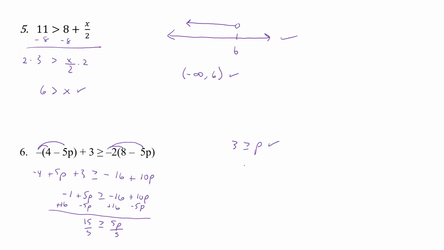So that's our solution. Now if we graph that, here's our 3, less than or equal to that, so it's going to be a closed circle and everything in that direction. Okay. Now, what does that give us for interval notation? Well, we're going to go from negative infinity to 3, and it's going to be a bracket because of our closed circle. So we've got the interval notation, we've got our graph, and we have our solution above there.